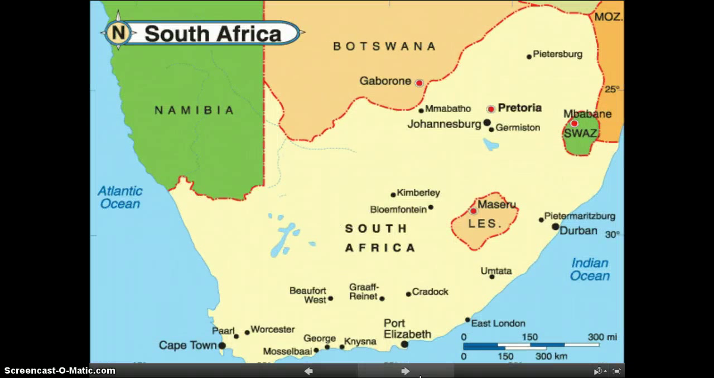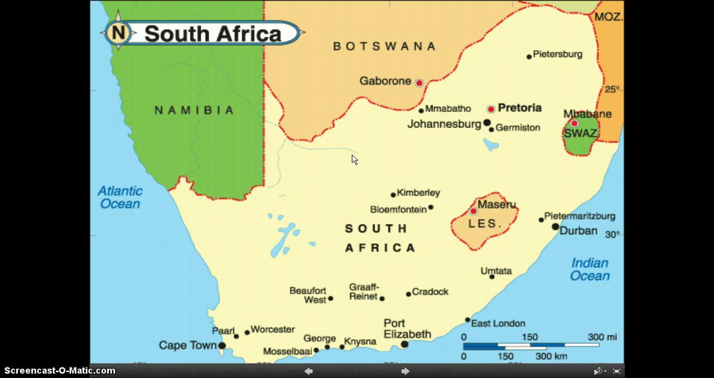Moving to the southern tip of Africa, we come to South Africa, which is an interesting place. The main capital of South Africa would be Pretoria, but Bloemfontein and Cape Town are also capitals. It's divided between a legislative capital, a judicial capital, and an executive capital.